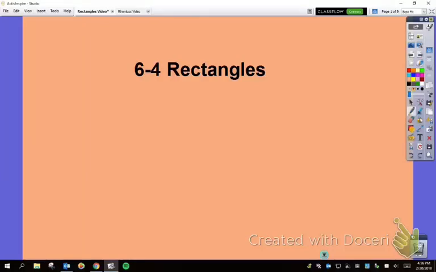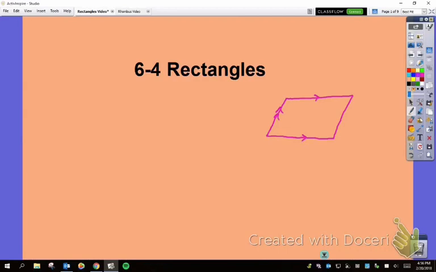Alright guys, so today we're looking at rectangles. Remember, so far we've talked about parallelograms, which are the start of our quadrilaterals unit. Remember that a quadrilateral is anything that has four sides. A parallelogram, if you remember, had to have opposite sides parallel and opposite sides congruent.